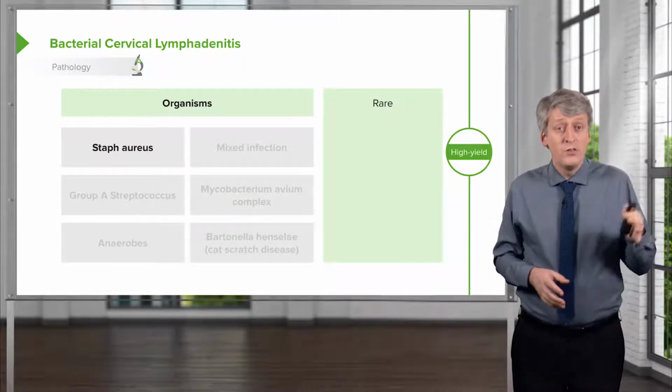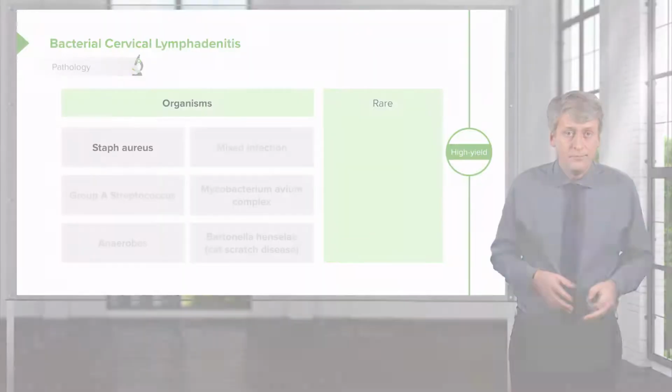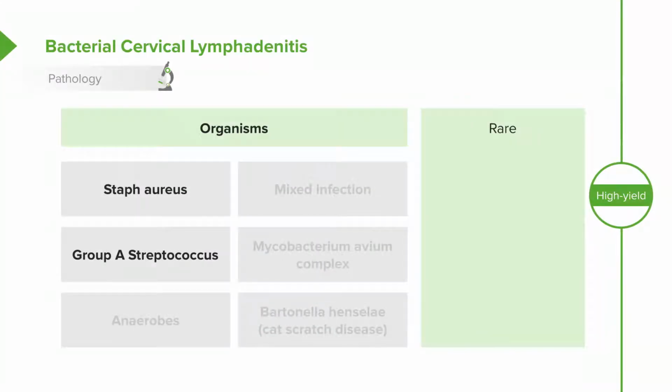If it's MRSA, it may well need to be drained right at the outset. Group A strep can also cause a very purulent lymphadenitis, which can result in an abscess. Anaerobes take a little bit longer to form an abscess, but they can, and those are an unusual complication or cause of bacterial cervical lymphadenitis. Often it's a mixed infection. A bunch of bacteria just got in there and started growing.